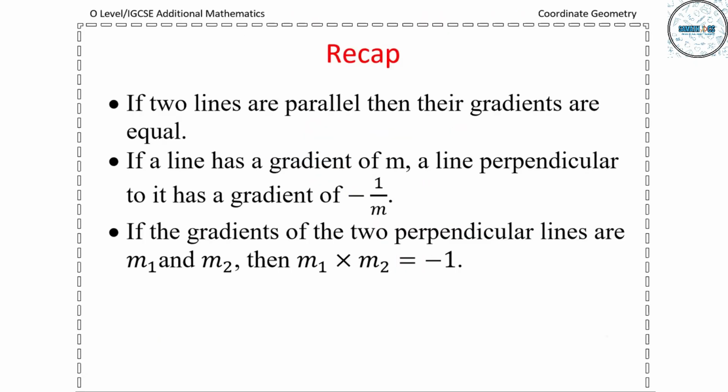Just a quick recap. If two lines are parallel, then their gradients are equal. If a line has a gradient of m, a line perpendicular to it has a gradient of minus 1 upon m. If the gradients of two perpendicular lines are m1 and m2, then m1 multiplied by m2 is equal to minus 1.